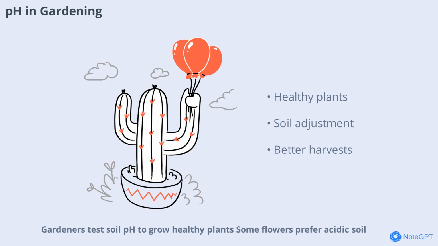Gardeners test soil pH to grow healthy plants. Some flowers prefer acidic soil, while vegetables may need neutral or slightly basic conditions. Adjusting soil pH with natural amendments helps create the perfect environment for your garden. Understanding pH is a valuable skill for any gardener.